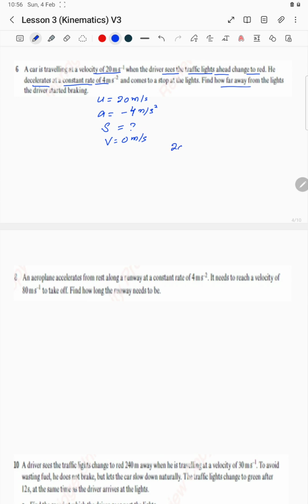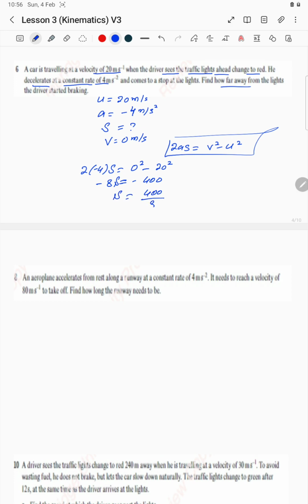So it's simple, that's v square minus u square equals 2as. We can apply the third equation of motion. So 2 times minus 4 times s will be 0 square minus 20 square, minus 8s is equal to minus 400. So s will be 400 divided by 8, the minus signs cancel. So 8 times 5 is 40, so it comes to be 50 meter. That's the answer of this question. It's a simple question, and similarly, we can proceed to the next.